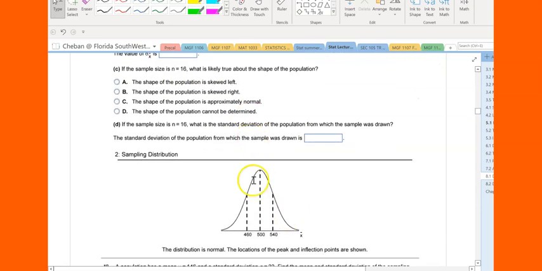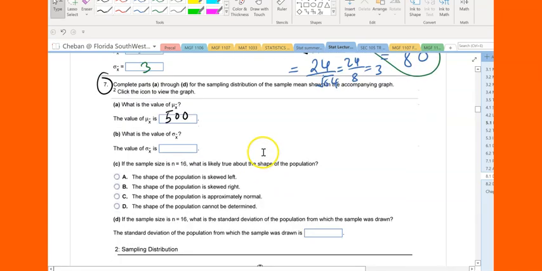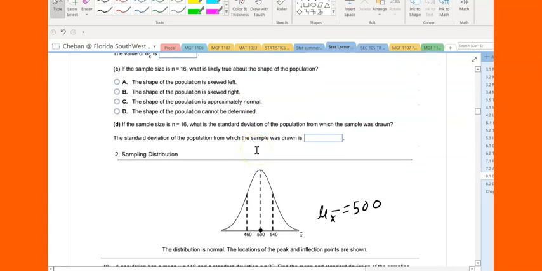Okay, here's a graph here. This is the x bar graph. And this point here is mu x bar. Notice that this is the sampling distribution of sample mean graph. Therefore this 500 is mu x bar, which is going to be 500. Over here the question is mu x bar is 500. Make sense? And what is sigma x bar?